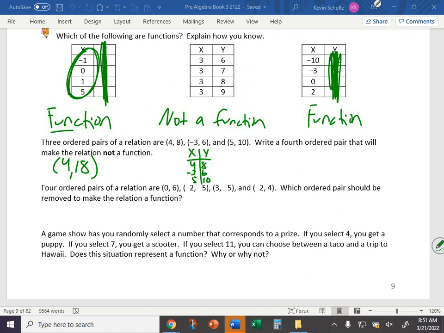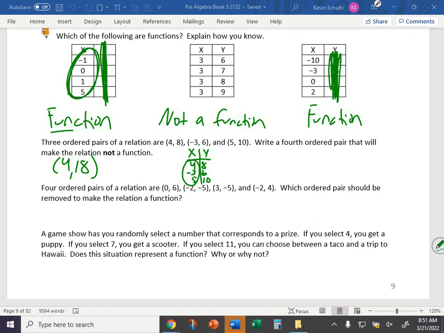Okay? John. I said (4, -8). (4, -8) would make it not a function. Haley. (-3, 7) would make it not a function. Right? Camille. (5, 12). (5, 12) would make it not a function. Any ordered pair that has either a 4, a -3, or a 5 as an x value would make it not a function. Because now you've repeated an x.